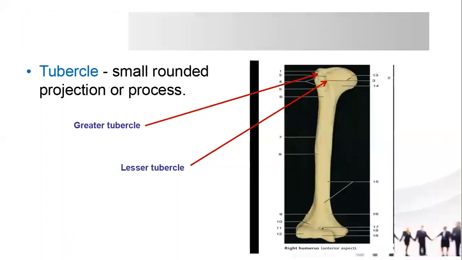We also have a tubercle. This is a small rounded projection or process. And for our case, we were able to identify this tubercle from the humerus. We have the greater tubercle, just as the trochanter, and the lesser tubercle, the same as the trochanter.